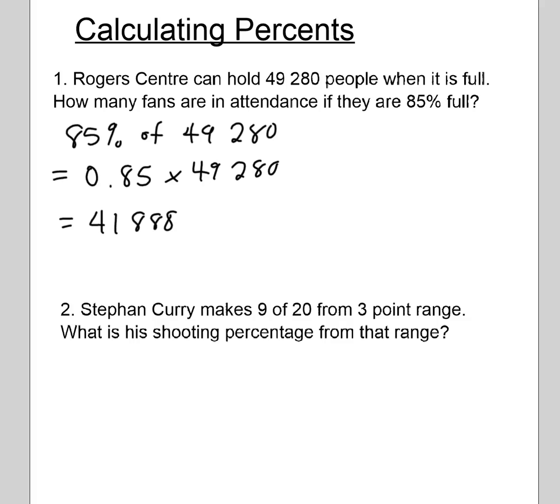So here's another stat, sports related. Stephen Curry for the Golden State Warriors makes 9 out of 20 from 3-point range. So how does the coach know if he's doing a good job? What's his shooting percentage going to be?